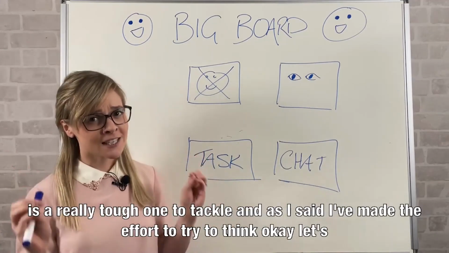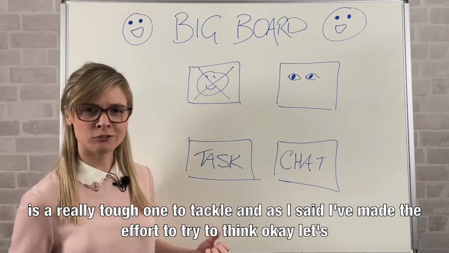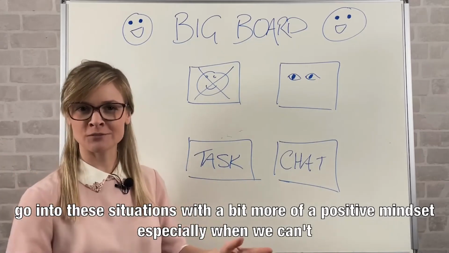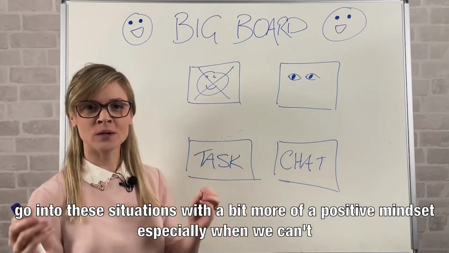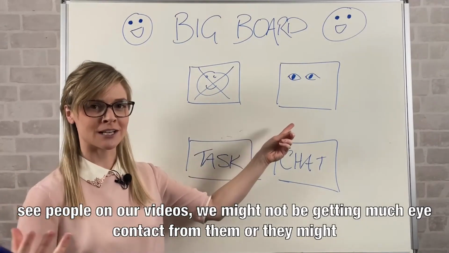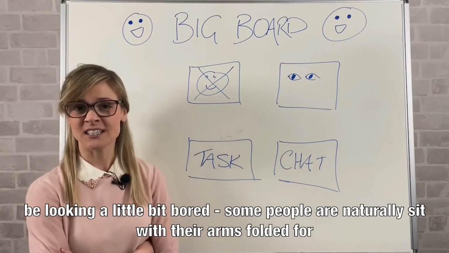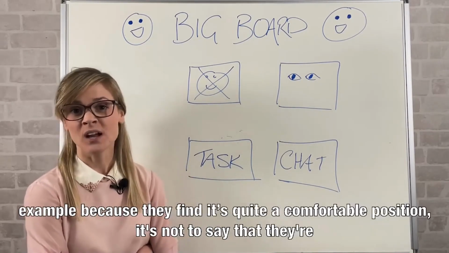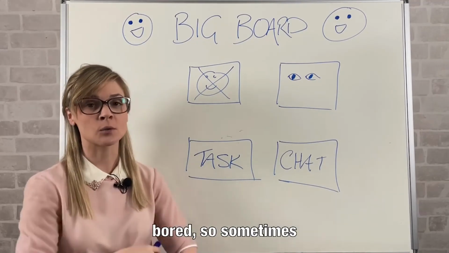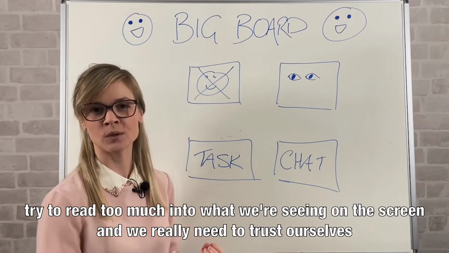Now, this is a really tough one to tackle, and as I said, I've made the effort to think, okay, let's go into these situations with a bit more of a positive mindset, especially when we can't see people on our videos. We might not be getting much eye contact from them, or they might be looking a little bit bored. Some people naturally sit with their arms folded, for example, because they find it's quite a comfortable position. It's not to say that they're bored. So sometimes we overthink it and try to read too much into what we're seeing on the screen.